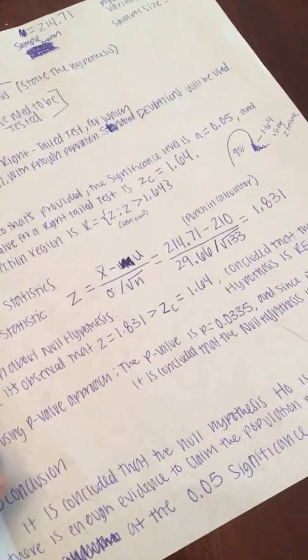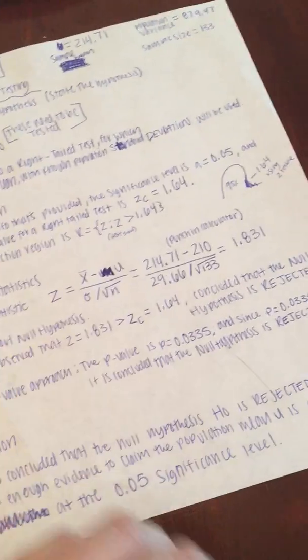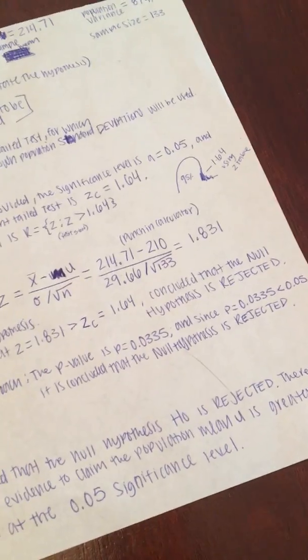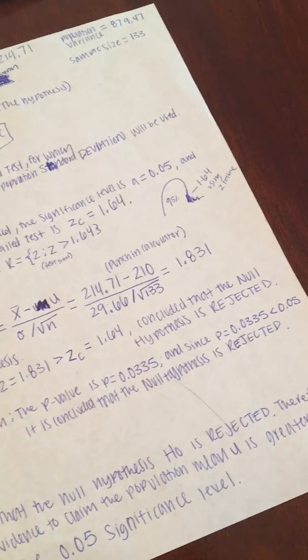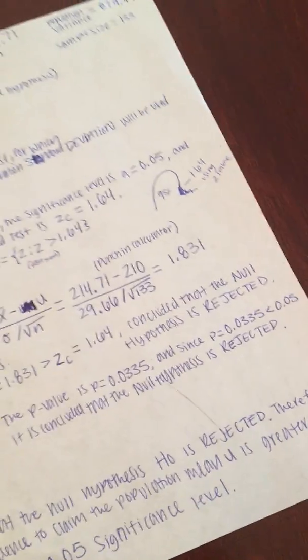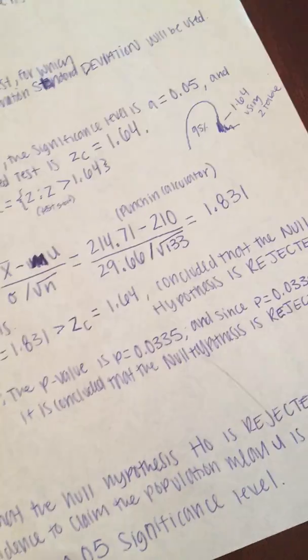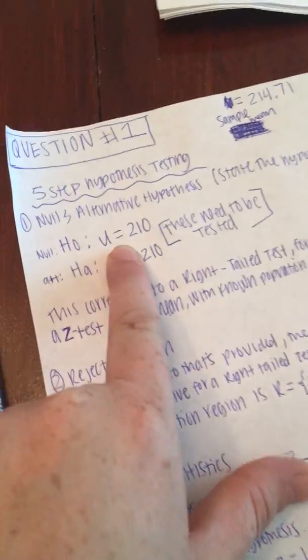We can also use a p-value approach. I'm not going to go too deep into that because we use the test statistic, but basically our p-value is 0.0335, and 0.0335 is smaller than 0.05. We can also conclude that the null hypothesis is rejected.